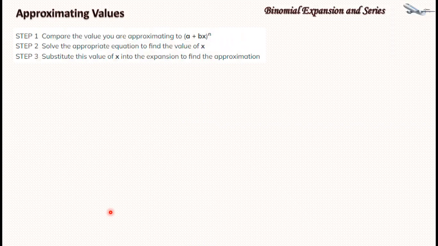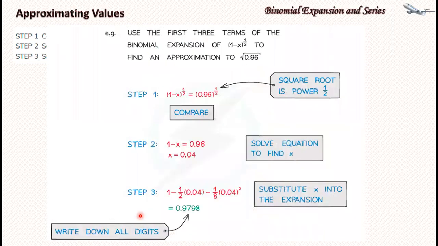The second to last part of the video is about approximating values. Sometimes you may be asked to find an approximate value of a numerical expression using an expansion. For example, use the first 3 terms of the expansion of the square root of 1 minus x to find an approximate value of the square root of 0.96. If I approximate (1 minus x) to the power of a half, it should equal what they have given me here. So if I compare, 1 minus x should be equal to 0.96. And what is x? x will be 0.04.